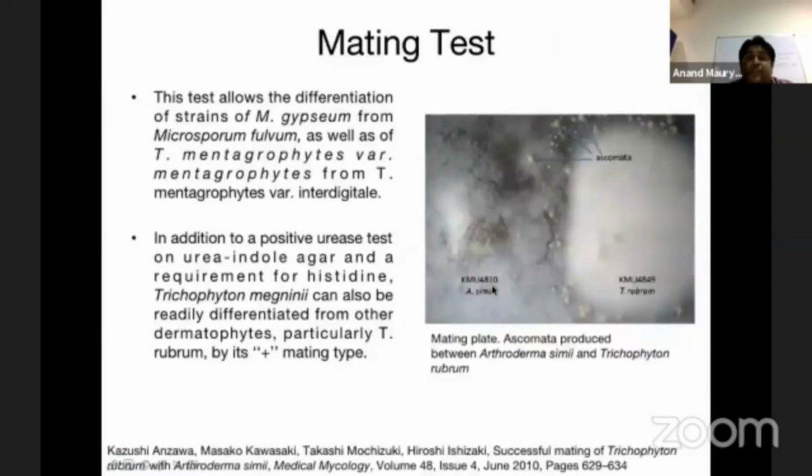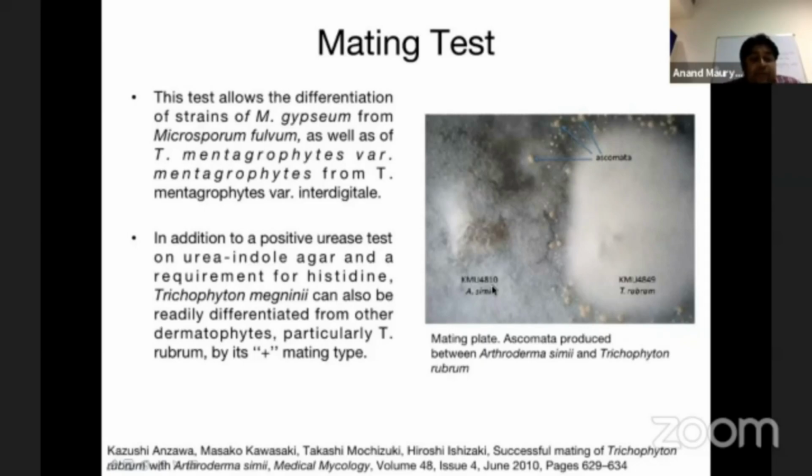The next important test is the mating test. It also allows differentiation of the species of M. gypseum and Microsporum fulvescens, as well as T. mentagrophytes. In this mating, what is the procedure generally? A Takashio medium is generally used for the mating.